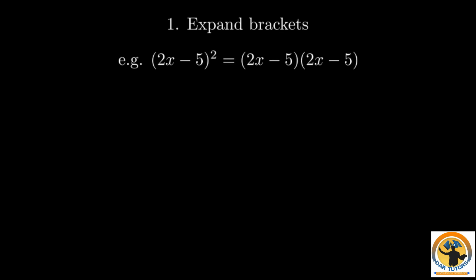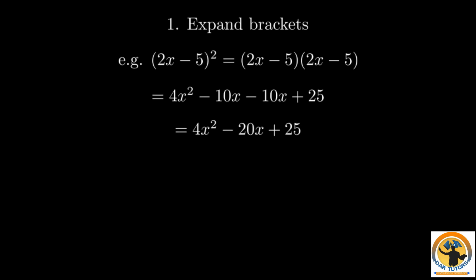To expand 2x minus 5 squared, we multiply each term in the first bracket by each term in the second. This gives us 2x times 2x, which is 4x squared, minus 2x times 5, which is 10x, minus 5 times 2x, which is another 10x, plus 5 times 5, which is 25. Combining the like terms, we get our final answer, 4x squared minus 20x plus 25.